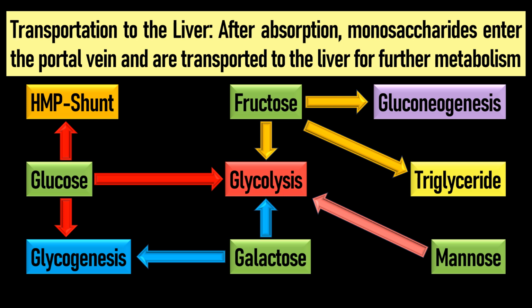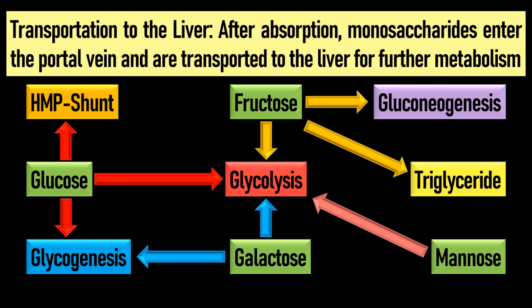In conditions where glucose is abundant, such as after a meal, glucose 6-phosphate can be converted to glycogen for storage in the liver. This process is called glycogenesis. Some glucose 6-phosphate can also enter the pentose phosphate pathway to produce NADPH and ribose 5-phosphate, which are essential for fatty acid synthesis and nucleotide synthesis, respectively.